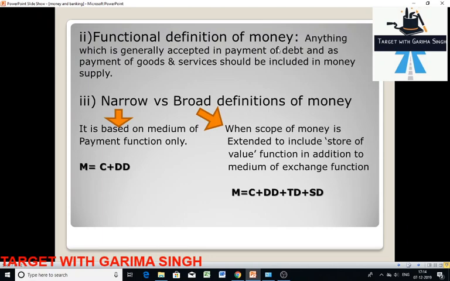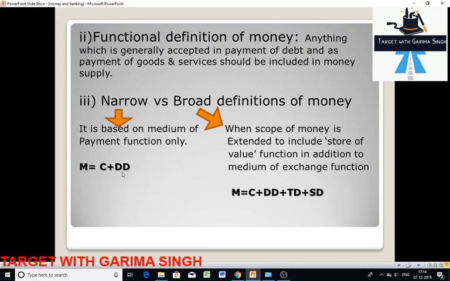status is. Thus, in India, money supply includes currency, that is coin plus paper money, which is endowed with legal tender power, and deposit money. What is narrow versus broad definition of money? Narrow definition of money is based on medium of payment, that is M equal to C plus DD, where C is the currency, D is the demand deposit of banks. It is said to be the narrow definition of money.